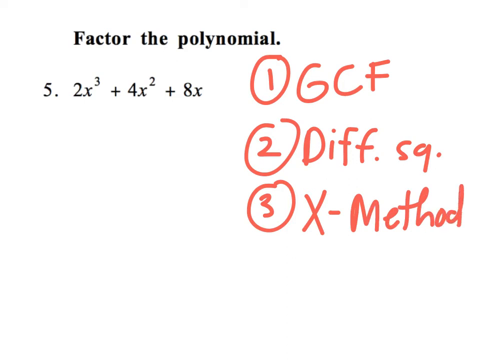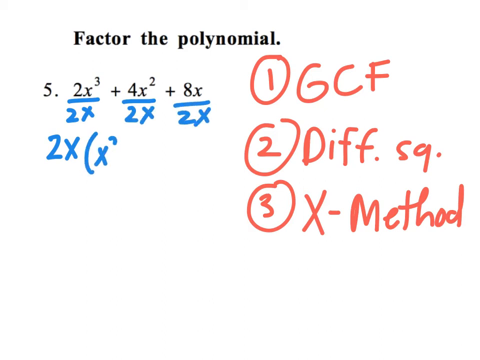For this one, I noticed that we have 2x cubed, 4x squared, and 8x. Well, they all for sure have an x in common, so that's going to go up front. I can also divide 2, 4, and 8 by 2, so that'll also go in front. And then we're just going to divide each of our terms by it. When I do that, we're going to have x squared plus 2x plus 4 left over. Now at this point, this part, 2x, is going to be part of my final answer, but I need to still factor this guy here.